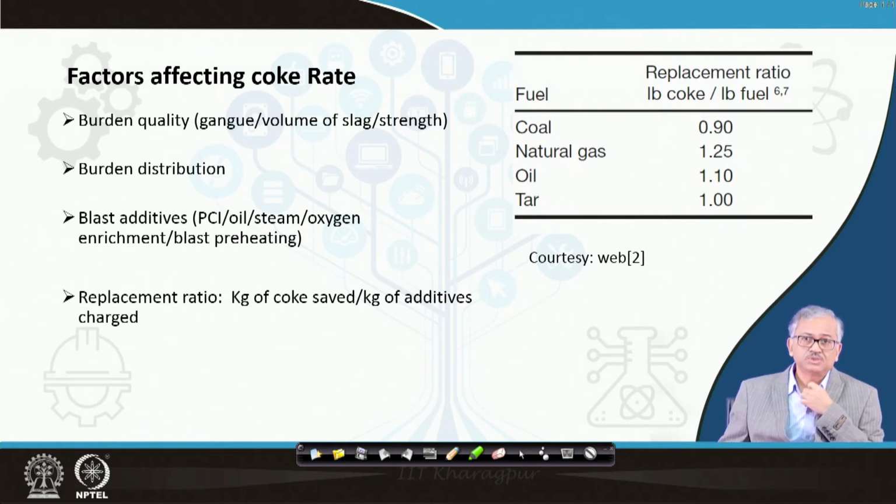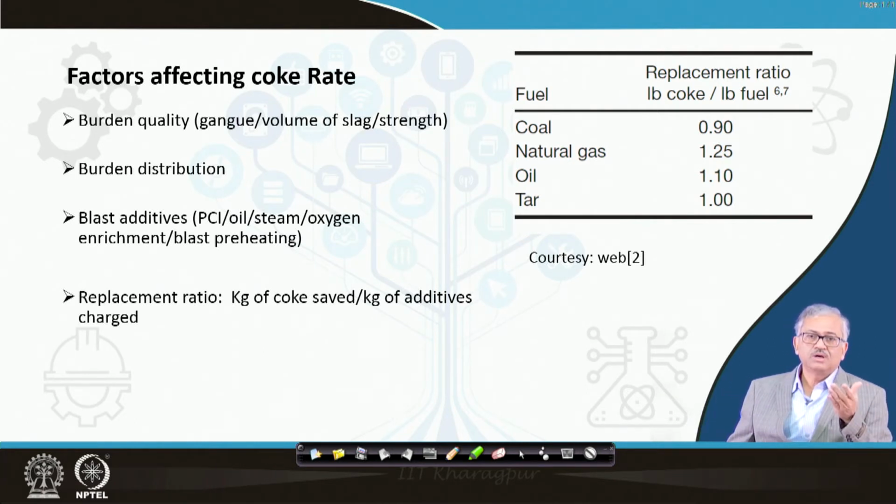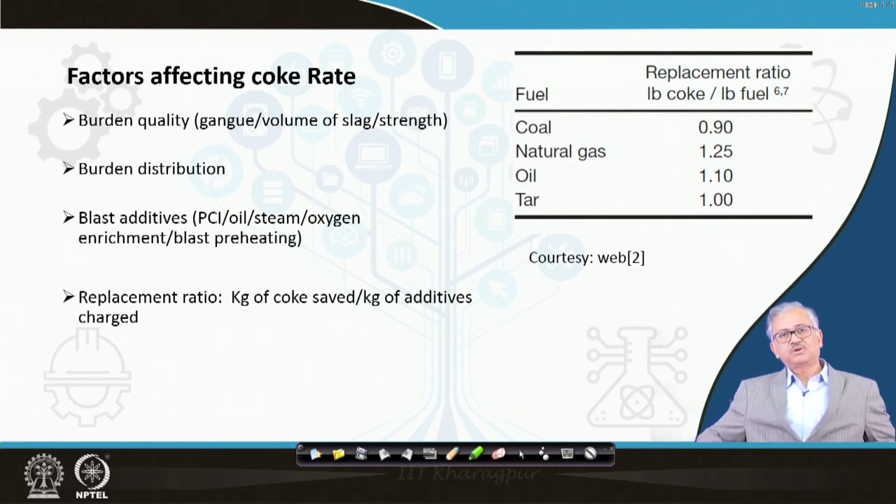Then burden distribution, how we are distributing the burden. The evolution of your gas flow dynamics through the bed basically depends, to some extent, on the burden distribution also, how we are charging the burden such that across the cross section the permeability remains almost uniform.